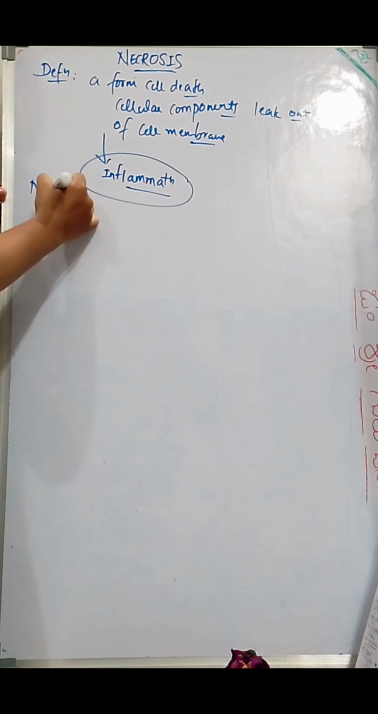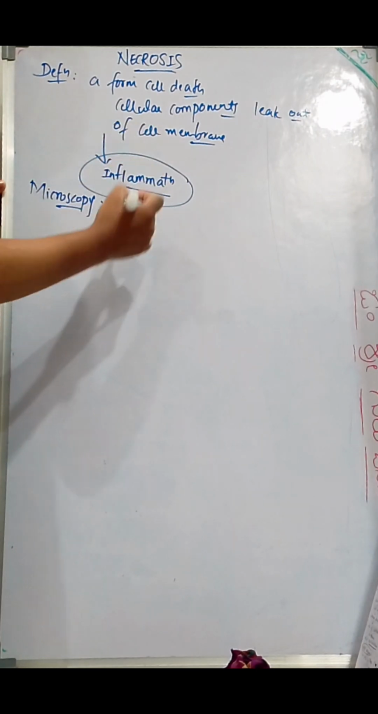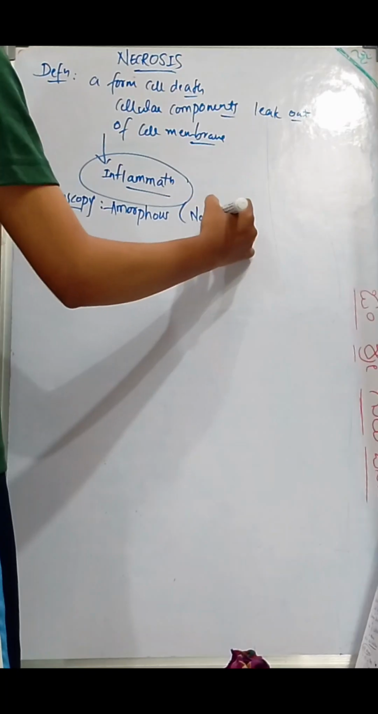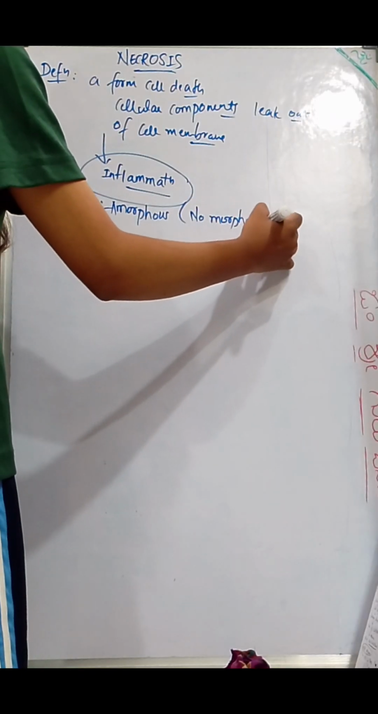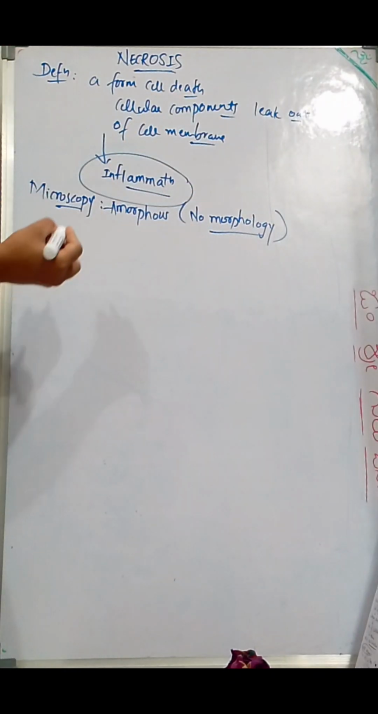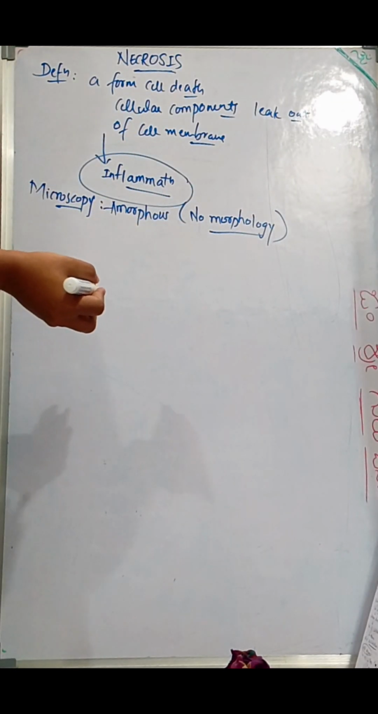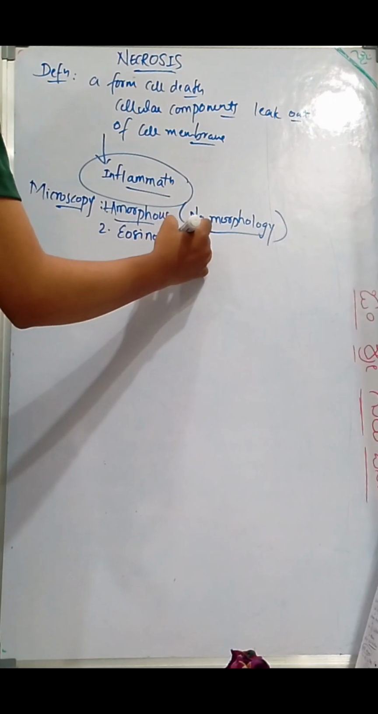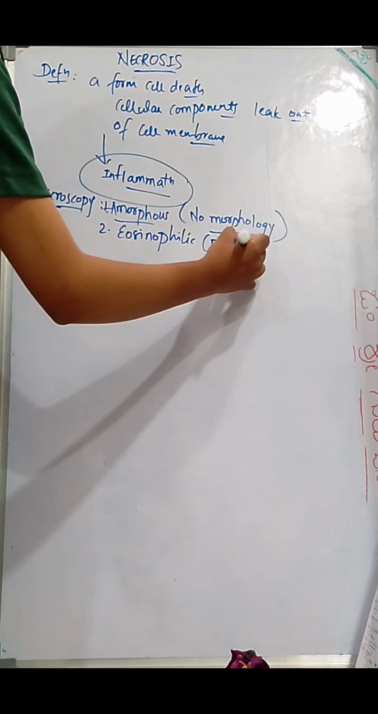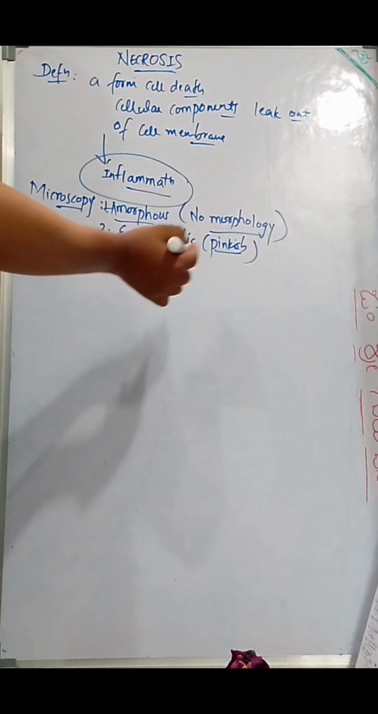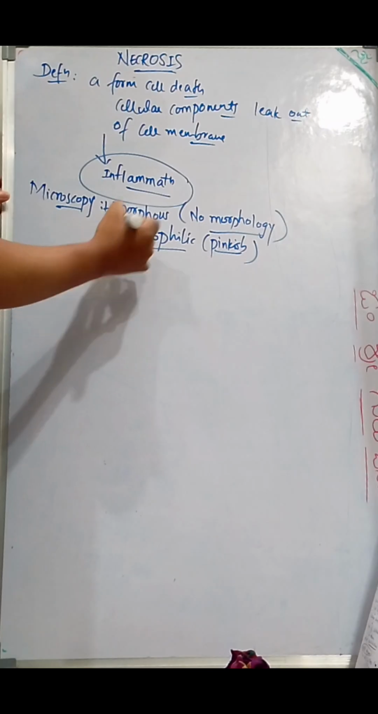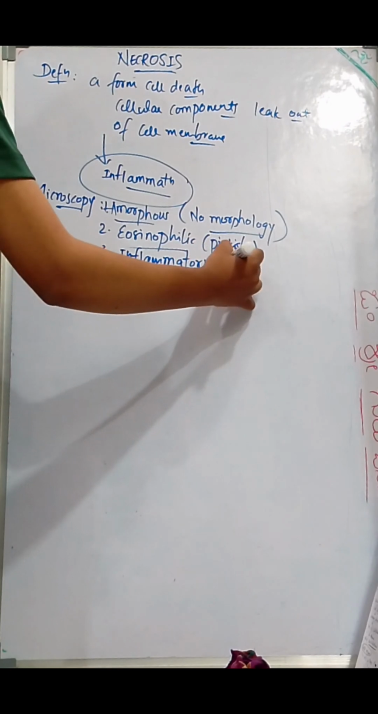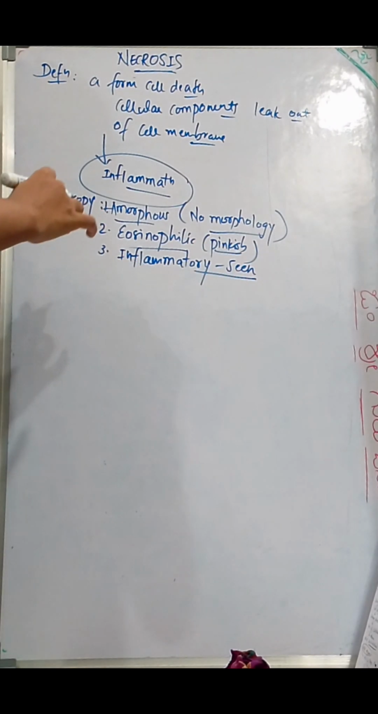So talking about its microscopy, we see that it has an amorphous appearance, that is, it has no morphology, and this is due to the leaking out of all the cellular components out of the cell and the digestion of the cell. The first one is amorphous appearance, the second one is eosinophilic appearance, that is, it appears pinkish in color. This is because there is no nuclear material seen and hence it is completely pink in color. And the third one is we can see some inflammatory cells there as it is associated with inflammation. So this is the microscopy.